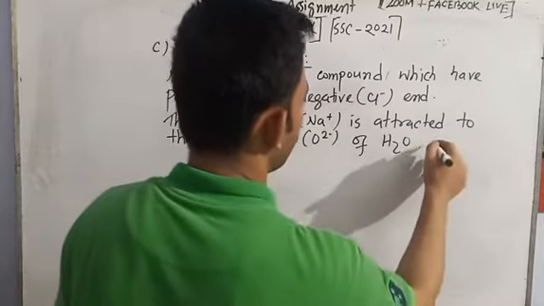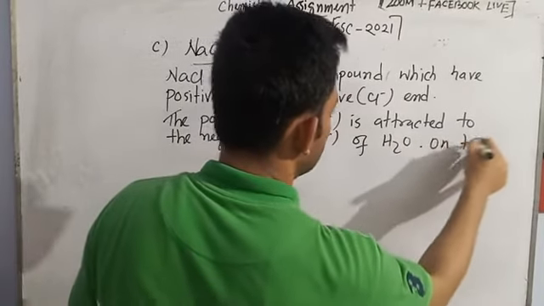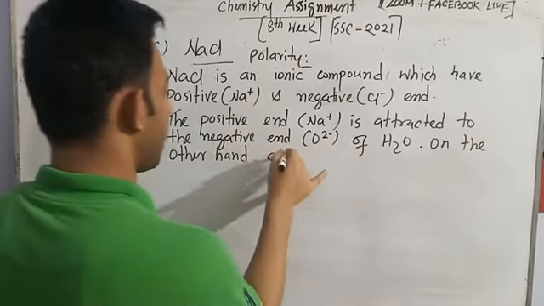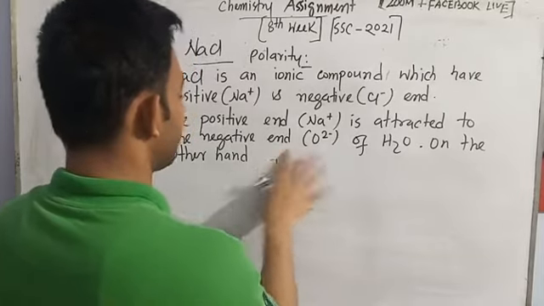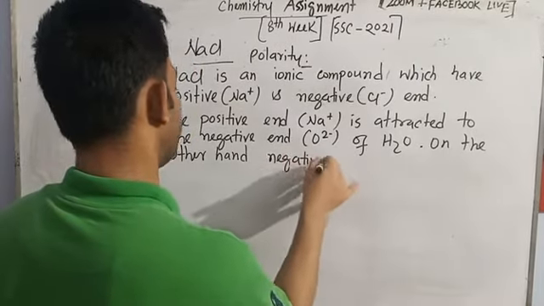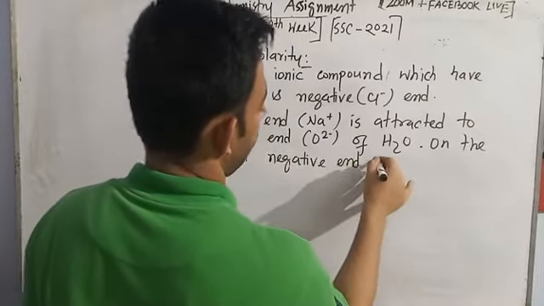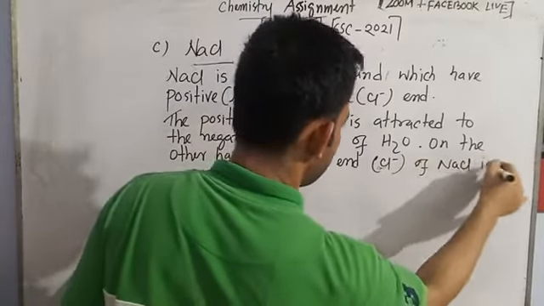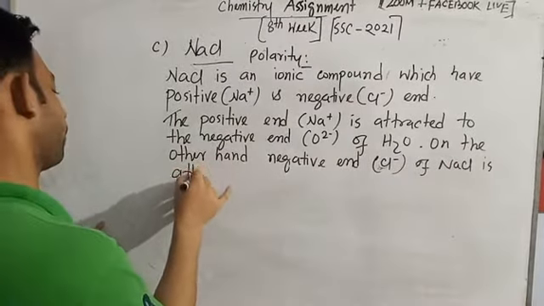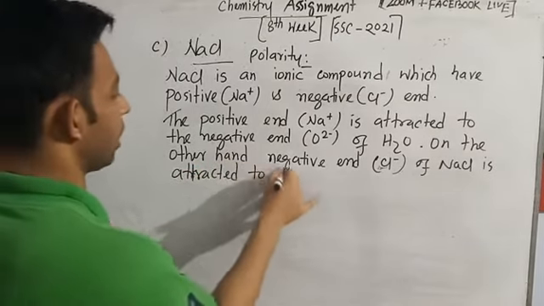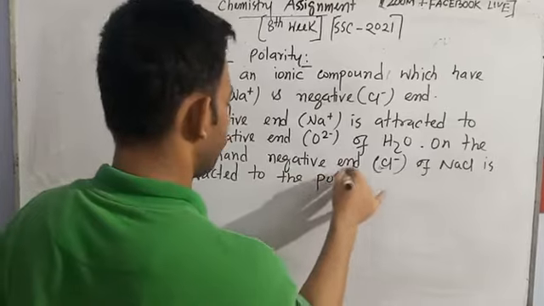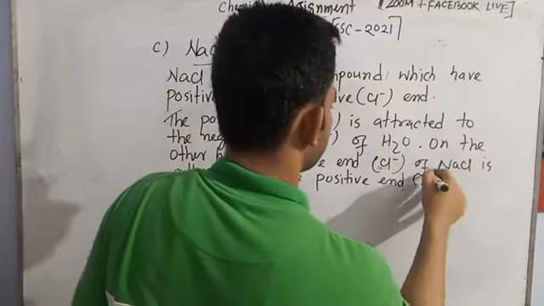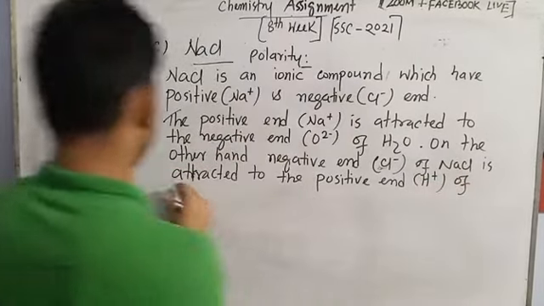And the chloride ion, on the other hand, that means the negative end of sodium chloride, is attracted to the positive end of water. Same thing, yes.